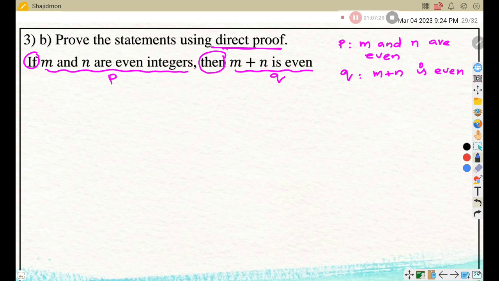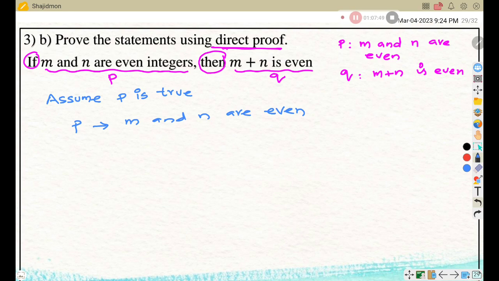Okay, now we will start. Assume that, what do we need to assume? Assume P is true. That is the direct proof, correct? So P means, what is P actually? M and n are even.